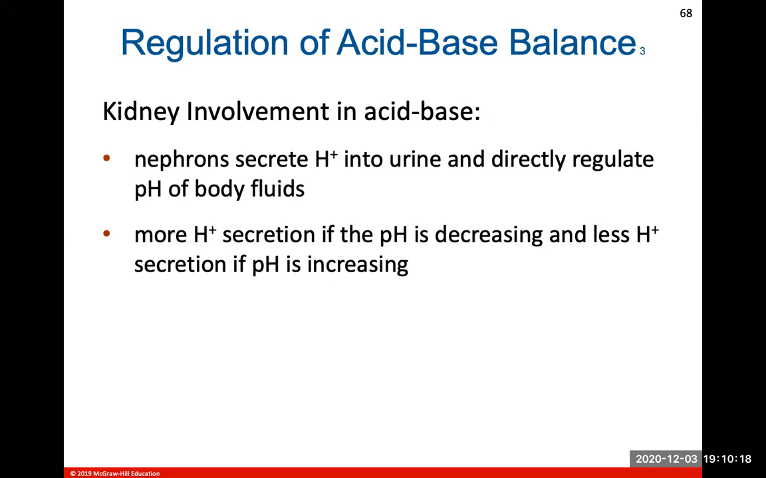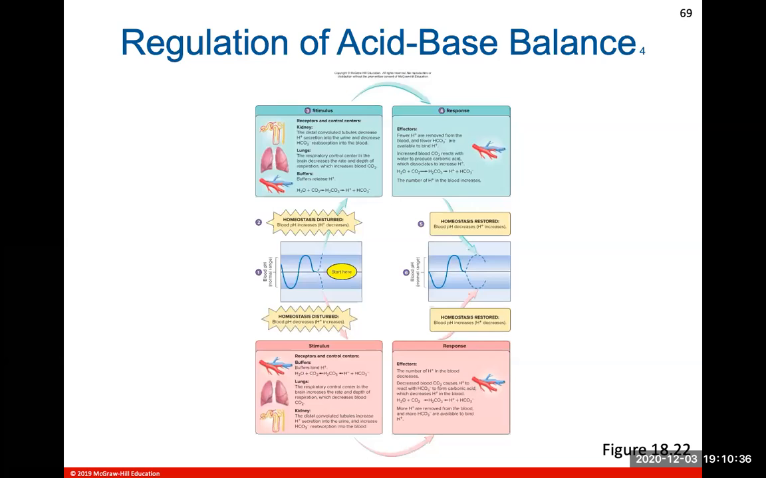The kidney involvement in this balance: the nephrons will secrete hydrogen ions into the urine to directly help regulate the pH of body fluids. More hydrogen secretion happens if the pH is decreasing, and less hydrogen secretion happens if the pH is increasing. And this takes you through the regulation of acid-base balance of the pH.